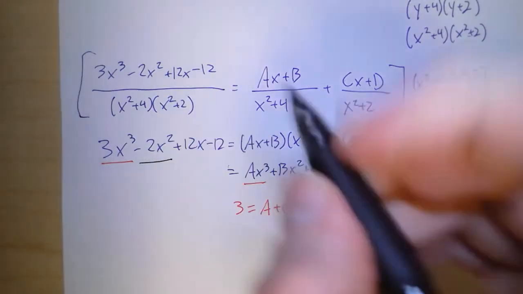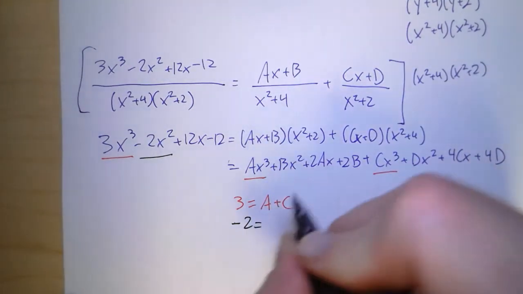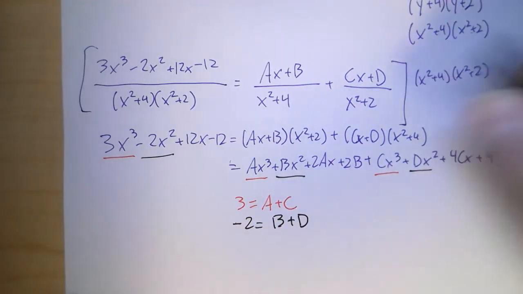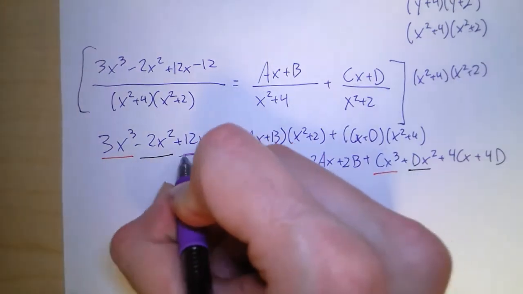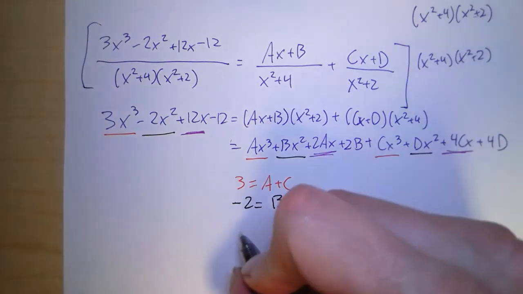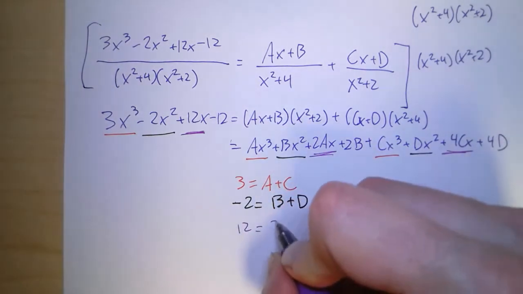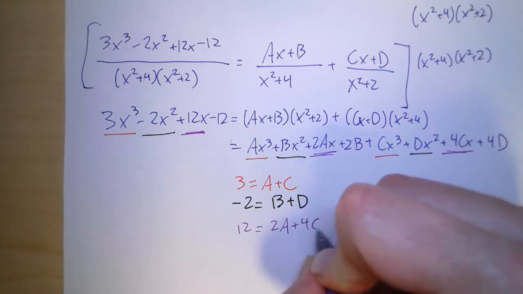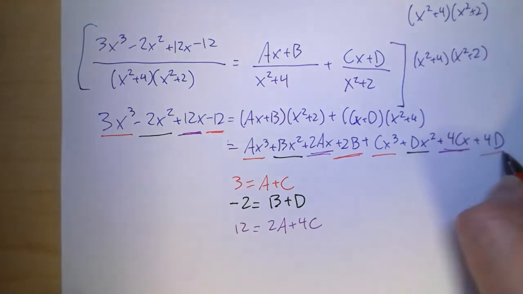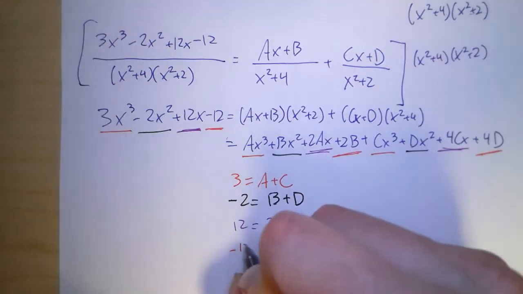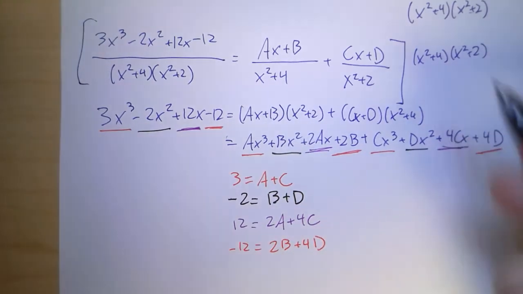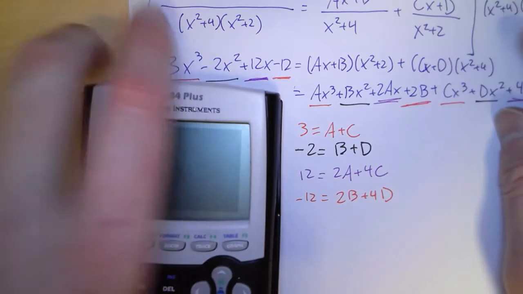For the x squareds, that's going to be negative 2 equals these two right here, b plus d. And then here, these are my x's, so that's 12, and that's going to equal 2a plus 4c. And then finally, negative 12 is going to come from these two. So negative 12 equals 2b plus 4d. All right, I'm going to use a calculator here.